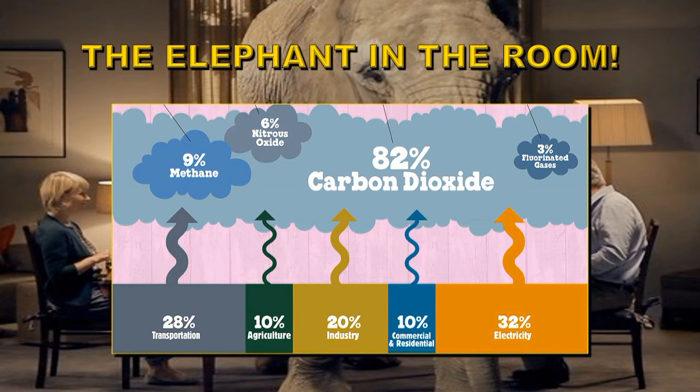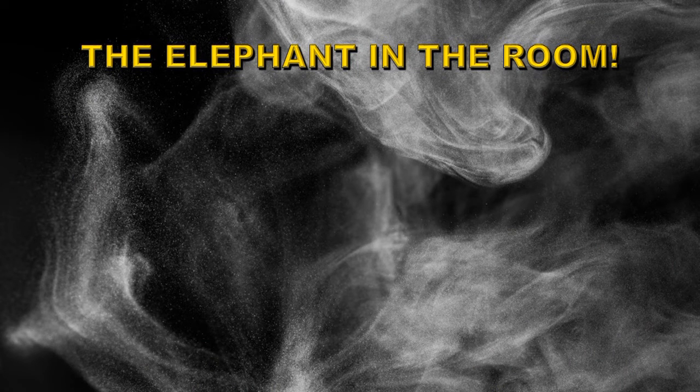It shows that carbon dioxide makes up 82% of the global warming, and that transportation and electricity make up the lion's share of the carbon dioxide contributed to cause that effect. However, there is something that is always forgotten to be discussed in these sorts of things, and that is water vapour. It's the elephant in the room.